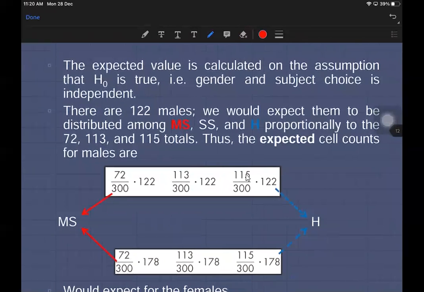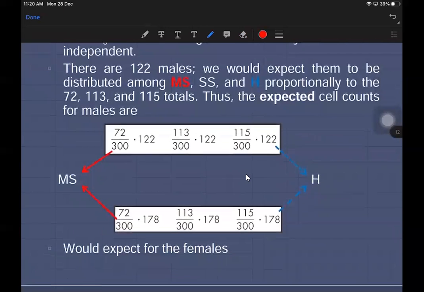So there is the calculation that I have shown you just now. There are 122 males and we would expect them to be distributed among math science, social science and humanities proportionately to the 72, 113 and 115 totals. Thus, the expected cell counts for males are calculated as we did just now: total of row times total of column divided by overall respondents, the sample size.